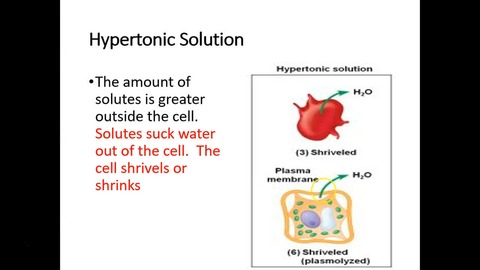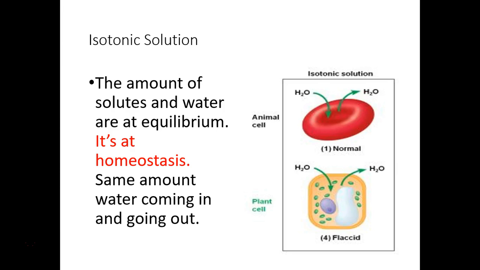So that's in a hypertonic solution. Once again, more salt or solutes outside the cell. Salts and solutes suck water, so it sucks water out of the cell, so they shrink and shrivel. In an isotonic solution, you have homeostasis. The amount of water and solutes are at equilibrium. It's at homeostasis. The same amount of water coming in is the same amount of water going out.